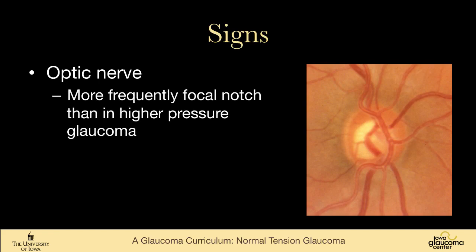When we look at the optic nerves, they are cupped because they are glaucomatous, but they tend to be often more focal than in higher pressure glaucoma, as we can see here. It looks like someone just took a little bite out of this optic nerve rim, and the rest of the rim looks pretty good.